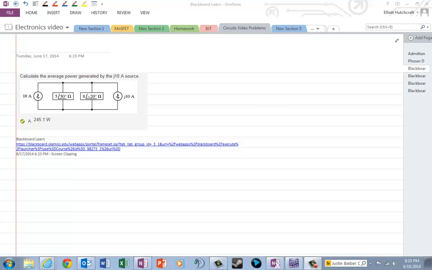Okay, we're now going to look at an average power problem. So obviously you might expect that we have some complex impedances, and we indeed do here. This is really going to be done by me, at least, as a complex power problem. It says calculate the average power generated by the J10 amp source. So that's this one over here. Well, for me, when I'm doing average power, I'm likely to always just do complex power.